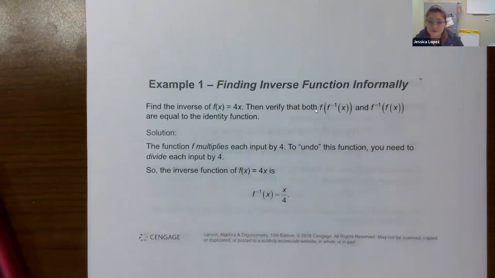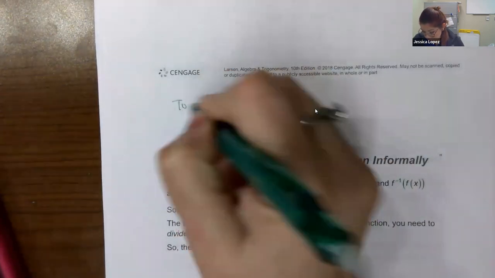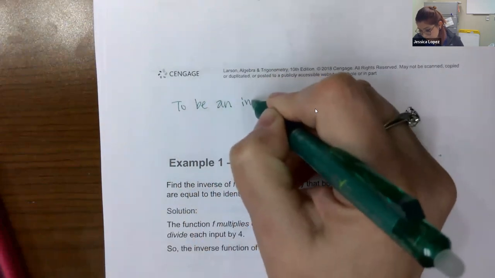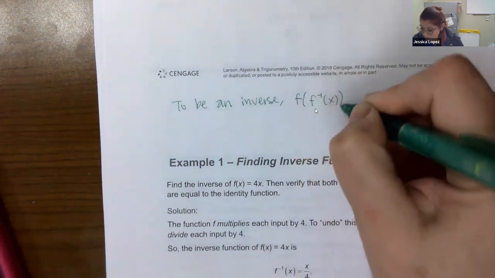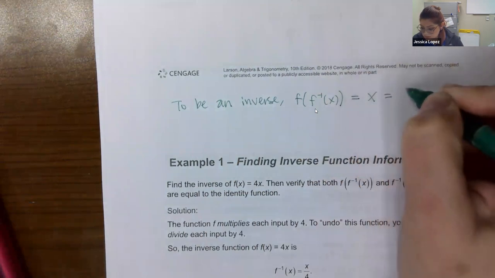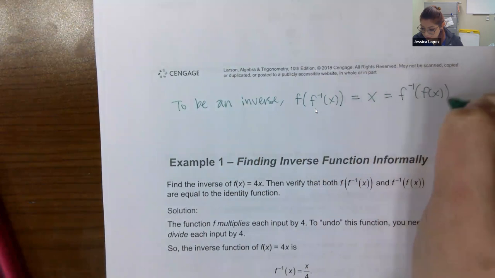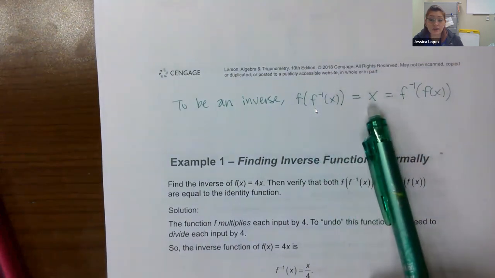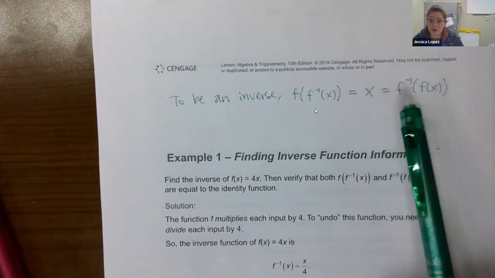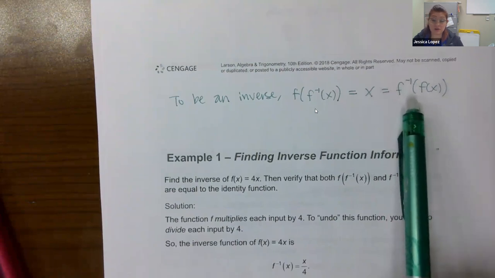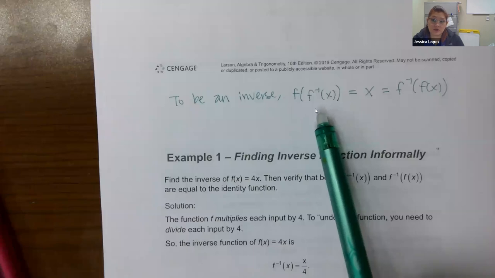So in order for something to be an inverse, you definitely have to have that relationship. f of f inverse must equal x, and so must f inverse of f. If you do this computation and you do not get x, there's no reason to do the other computation because it's already not true. Or if you do this computation and you find out that it's not equal to x, then there's no sense in doing the other one because it's already no good.